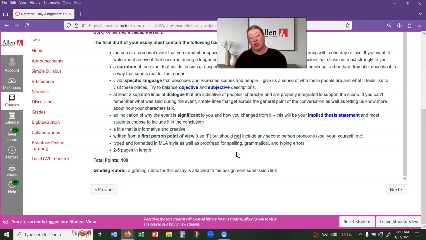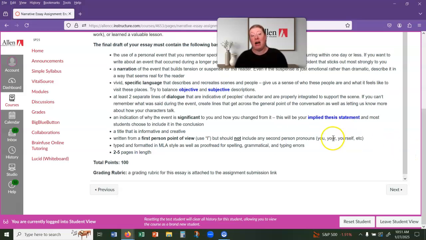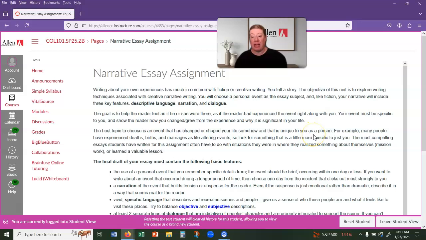If you're under 2 pages, you have not chosen an event that's significant enough. If you're over 5 pages, that means the event you've chosen is probably more than one event. You want something that's happened within a day or less. So the event should be brief. It needs to be something short. If you have to explain kind of what happened before and after the event, that's fine. But you want to make sure that the event itself, so the focus of the story, is just within that one time frame, 1 day, 1 hour, 1 moment. That's what we really want.